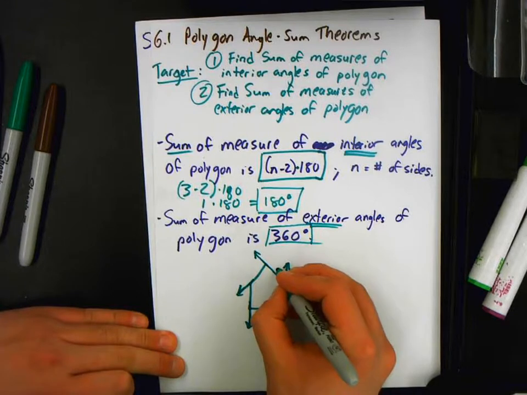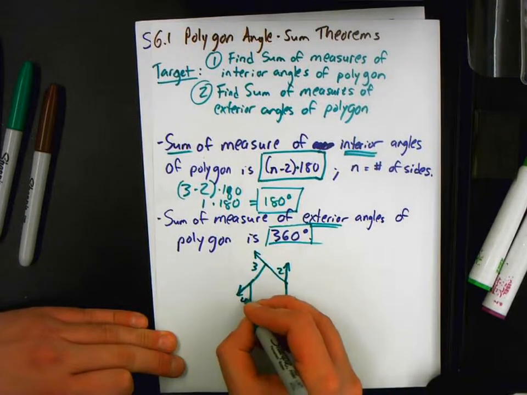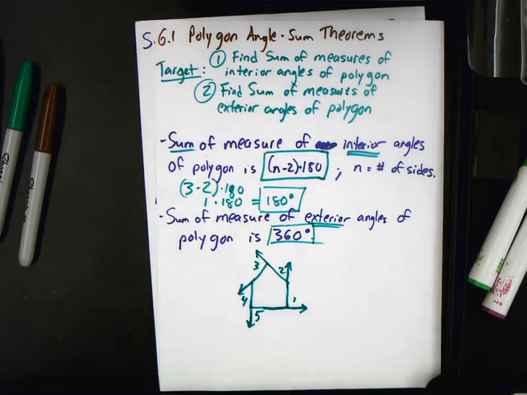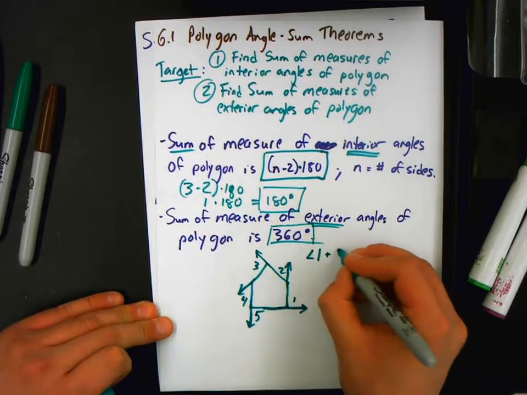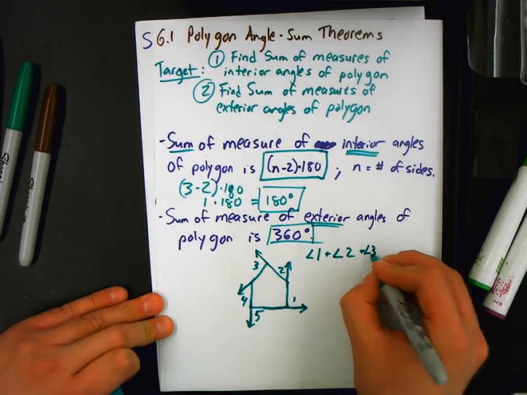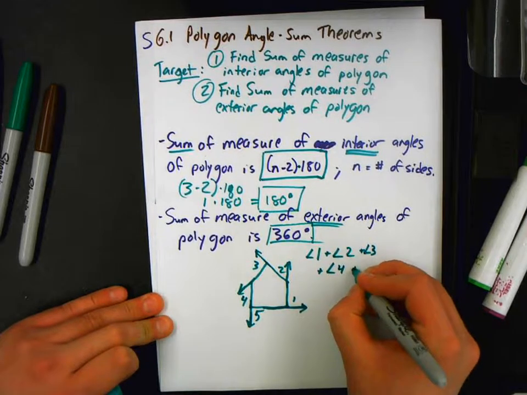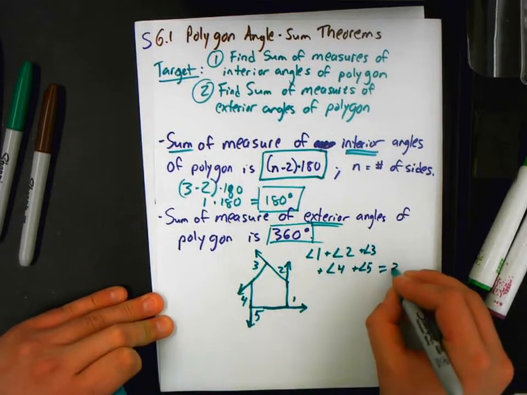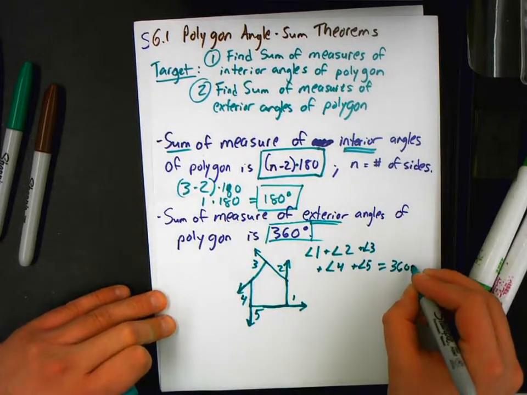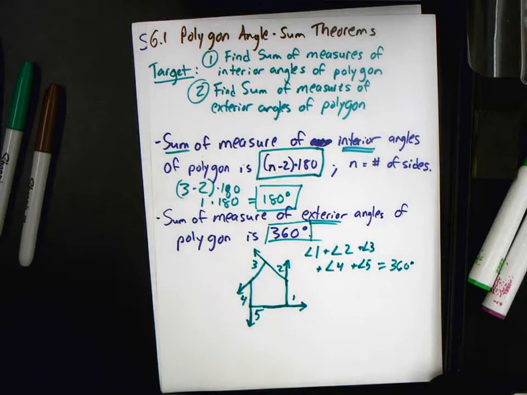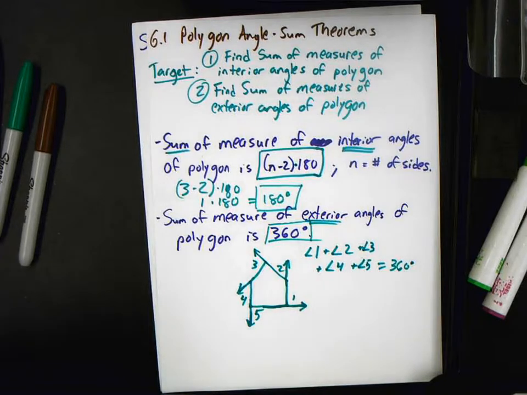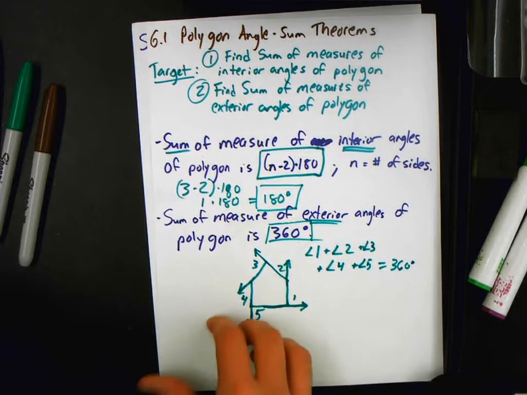Okay, so this angle, this one, this one, this one, and that one, all of those are going to add up. Angle 1 plus angle 2, plus angle 3, plus angle 4, plus angle 5, all add up to equal 360 degrees. And for every single polygon, all of the exterior angles add up to equal 360. Now, sometimes they may be different, but they're all going to add up to equal 360.